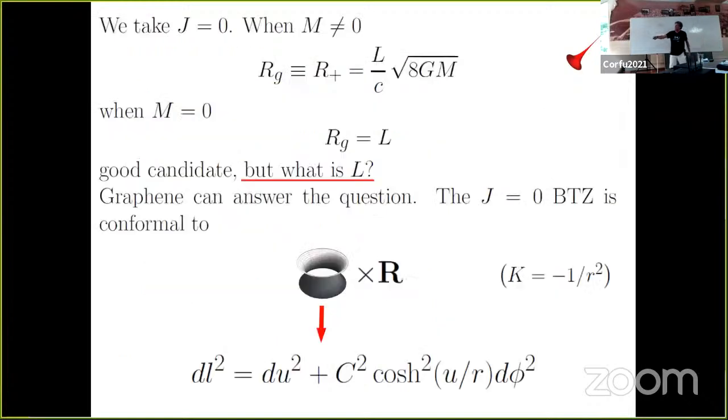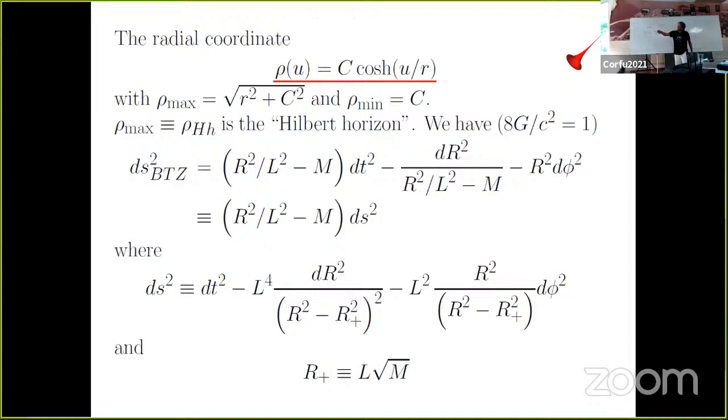Remember, this is a surface of revolution. So the typical thing is du squared plus the radial coordinate squared times d phi squared. And that's how the radial coordinate looks like, okay? And you have a maximum and a minimum. The minimum is over here. The maximum is over here, okay? So minimal radius over here, maximum radius over here. Okay, for reasons that, if you like, I can tell you, I like to call this thing the Hilbert horizon, the maximal, although this is not a horizon in the general relativistic sense. It is actually a boundary.